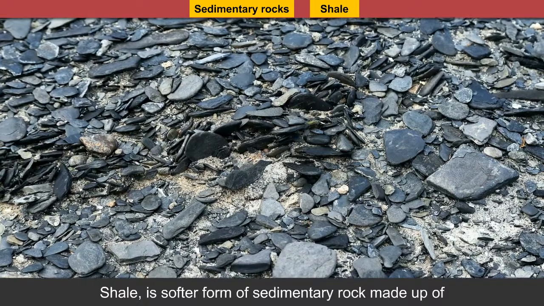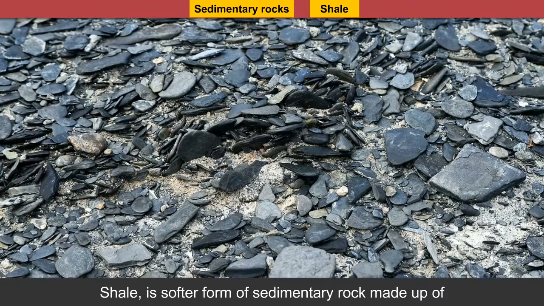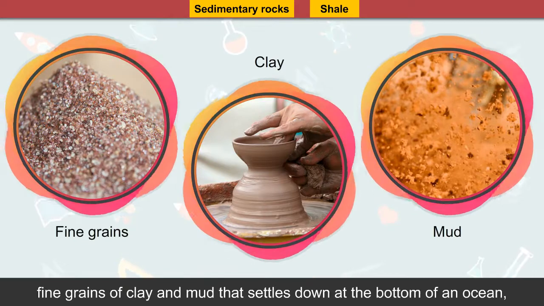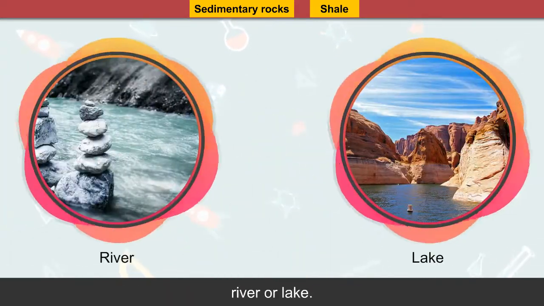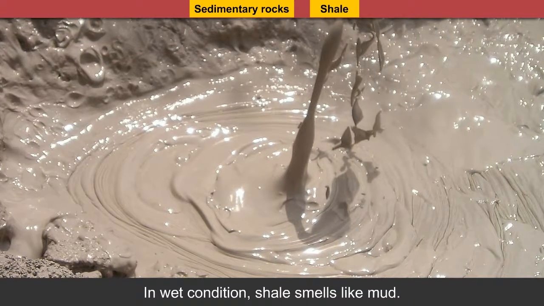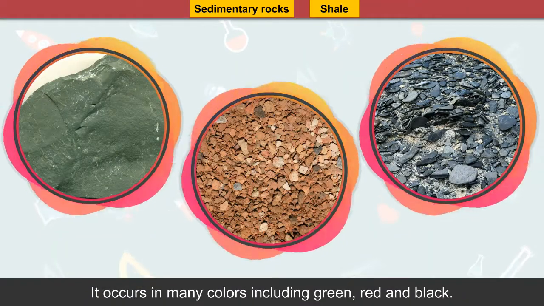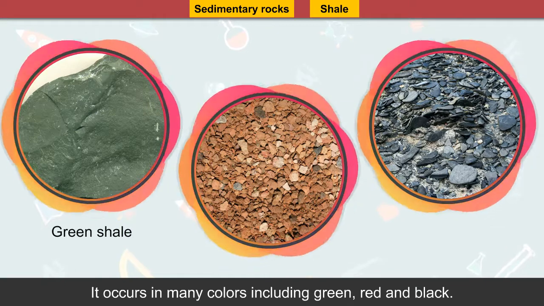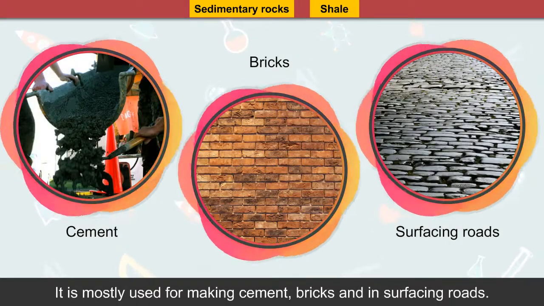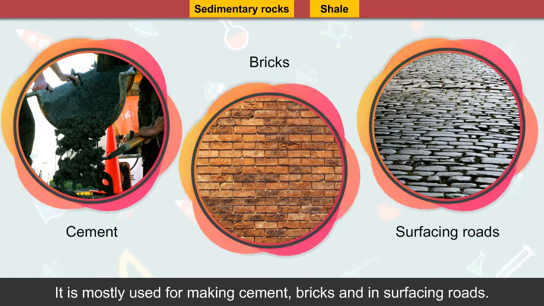Shale. Shale is a softer form of sedimentary rock made up of fine grains of clay and mud that settles down at the bottom of an ocean, river, or lake. In wet condition, shale smells like mud. It occurs in many colors including green, red, and black. It is mostly used for making cement, bricks, and in surfacing roads.